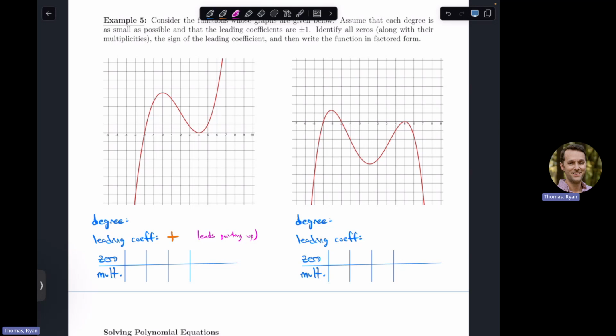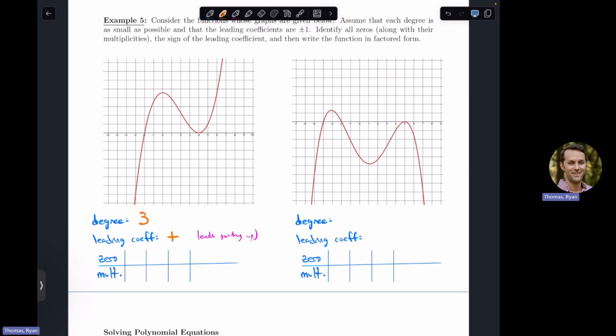If we're assuming it's as small as it could possibly be, what is the degree here? 3. Why 3? There are 2 turning points, which means it's got to be at least 3, and it has to be odd. Okay, well, 3 is odd and at least 3. So if we're assuming it's as small as possible and not secretly 17 or something, and I just hid some stuff in there, then we can say the degree is 3.